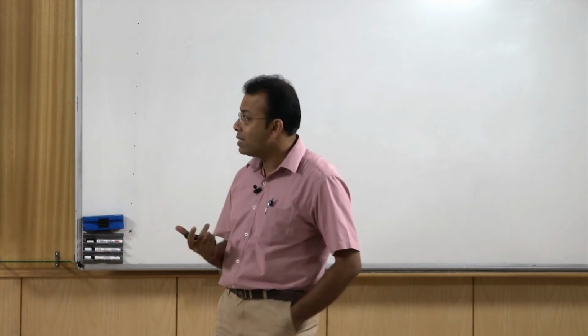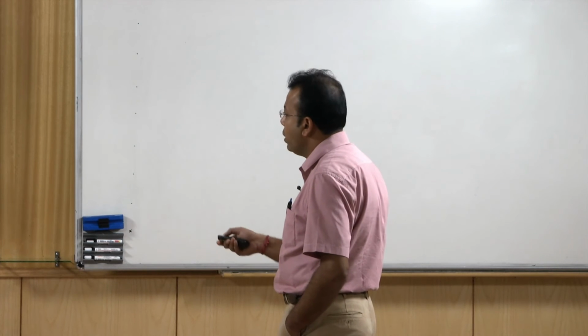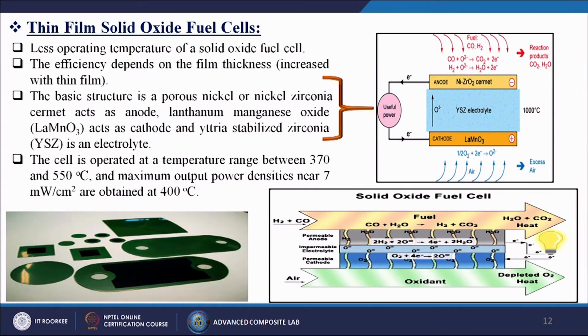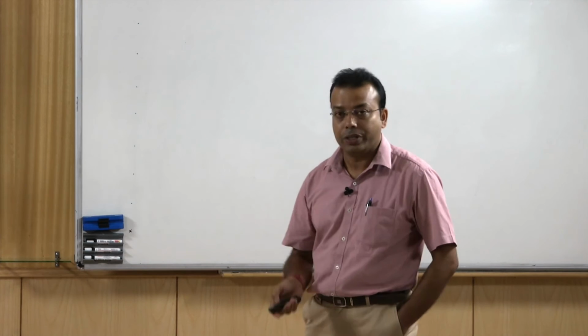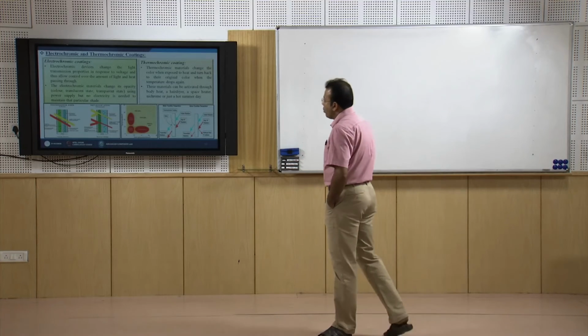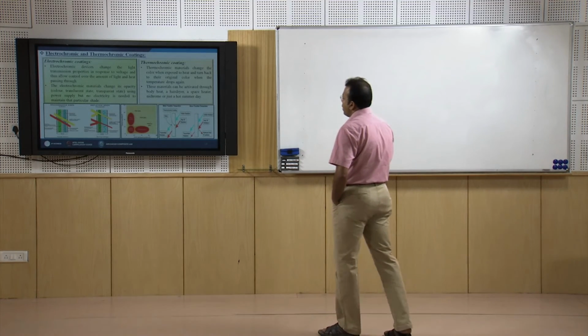particular fuel cell. So here this is how it is acting, it has been given over here. The energy is going from this one and it is glowing the bulb over there, and it is a continuous process for doing this kind of operation. So now we are going to discuss the electrochromic and thermochromic coatings.